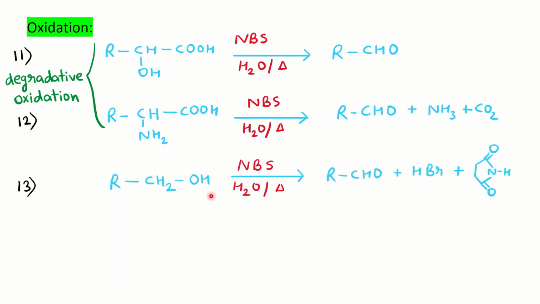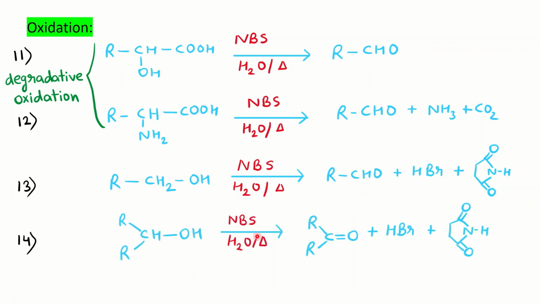Similarly, if you have a primary alcohol in the presence of the same aqueous solvent and NBS, the oxidation takes place to aldehyde. A secondary alcohol converts into ketone. So a primary alcohol is oxidized to aldehyde, while a secondary alcohol is oxidized to ketone. In these two reactions the number of carbons remains the same, while in the case of alpha amino acid and alpha hydroxy acid, there was one carbon less, but all four reactions are based on oxidation.